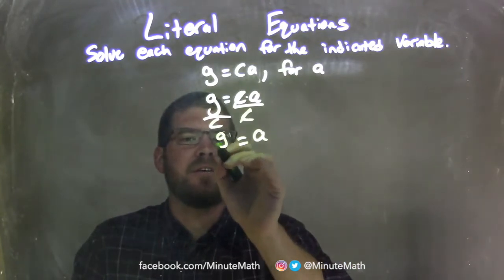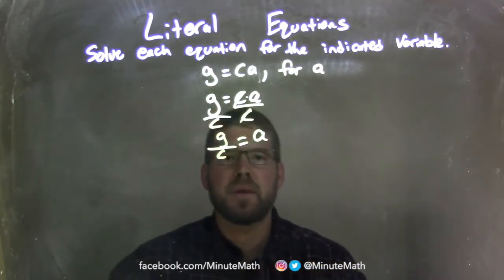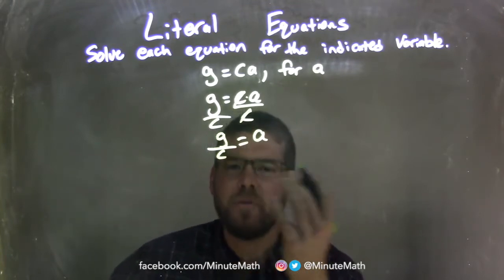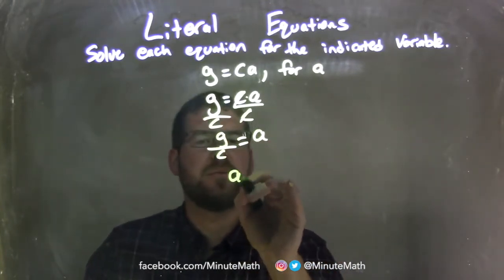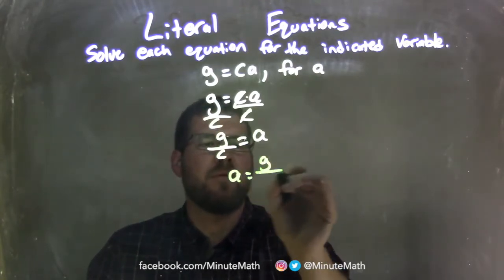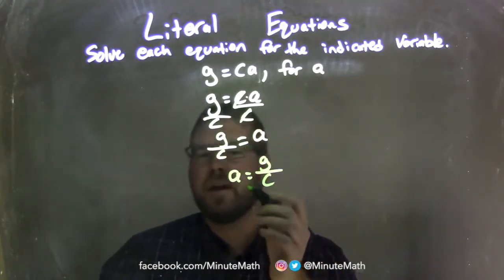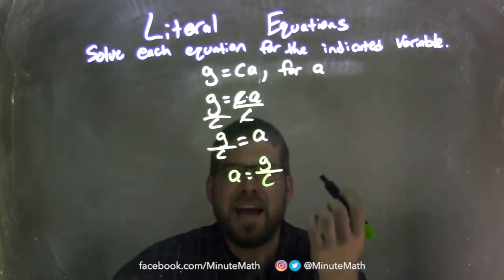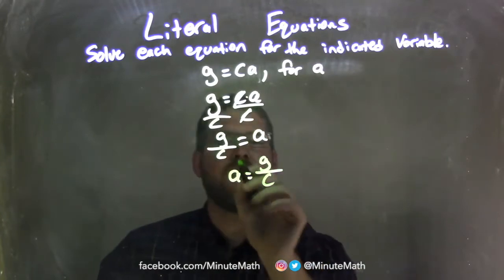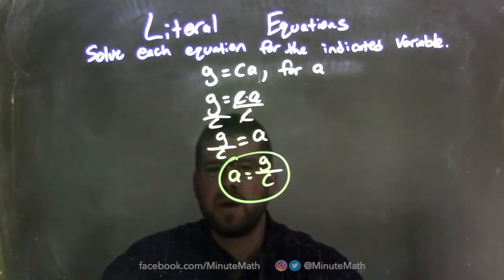And then I have g over c on the left. A is already isolated. Fantastic. That's what I was looking for. I can rewrite this to have a come first. So I put the a first here, and I'm left with g over c on the right. It's the same thing, just a coming first. It looks nicer. And now I have my final answer. I have a isolated, and that is equal to g over c. Pretty simple.